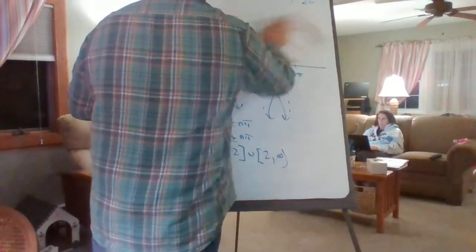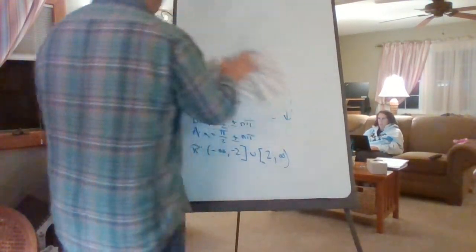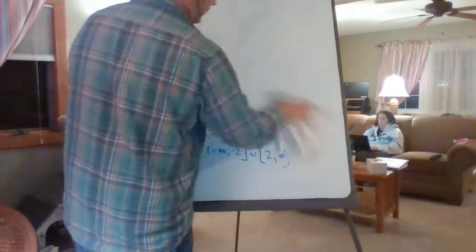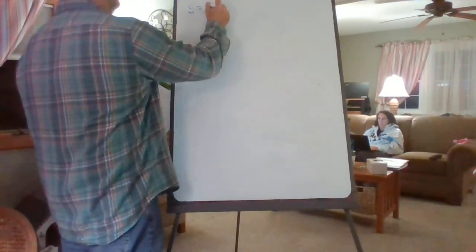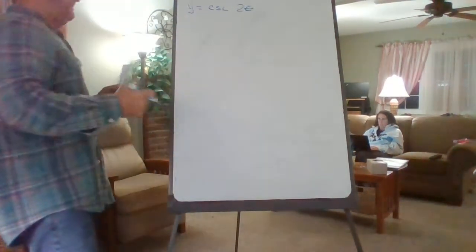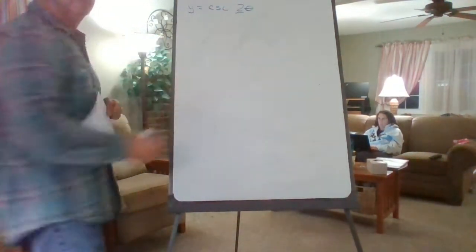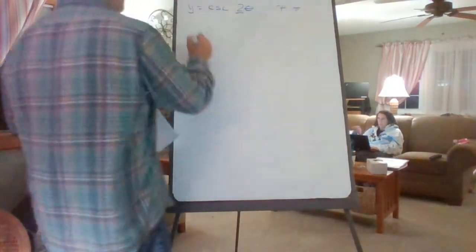All right. Now we'll do a couple cosecant ones. Actually, one cosecant one and a secant one. All right. So, y equals cosecant of 2 theta. All right, now we do have a coefficient. So the period, instead of 2 pi, is now pi.